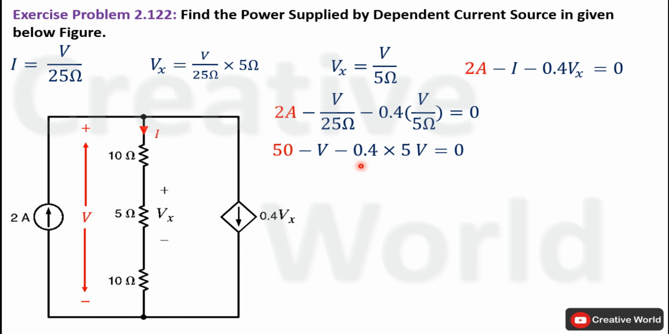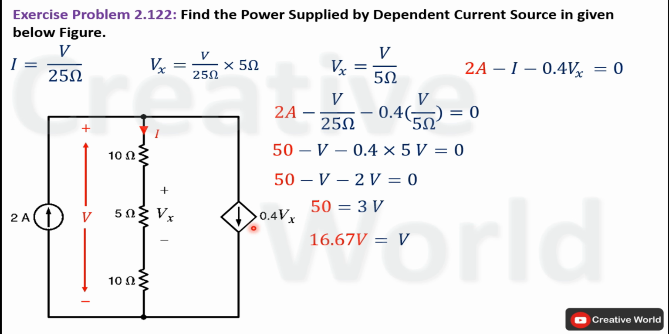Now take the product of 0.4 and 5, it will become minus 2V. This minus 2V and minus V will become minus 3V and place this minus 3V on the other hand side of equal to make it positive. So the equation will become 50 equal to 3V. In order to calculate the value of voltage V, we will divide on both sides with 3. So the value of V will be 16.67 volt. We have calculated the value of voltage V that will be appearing across this dependent current source as well.